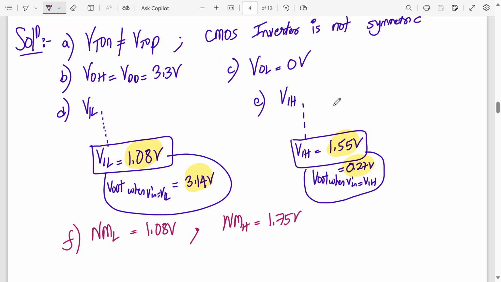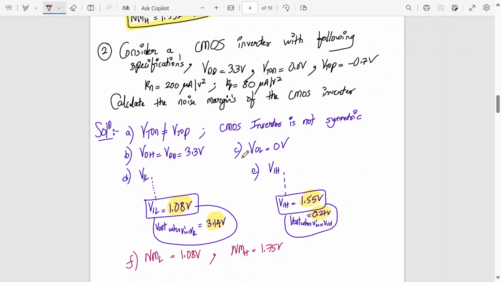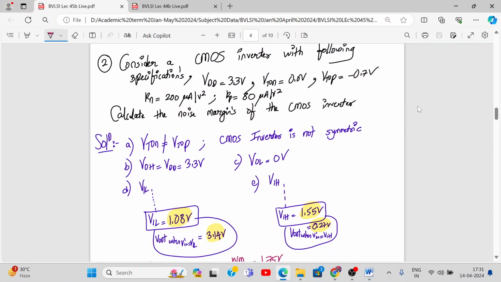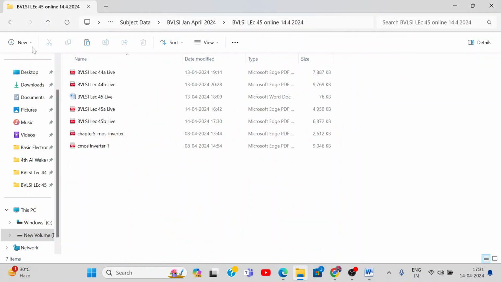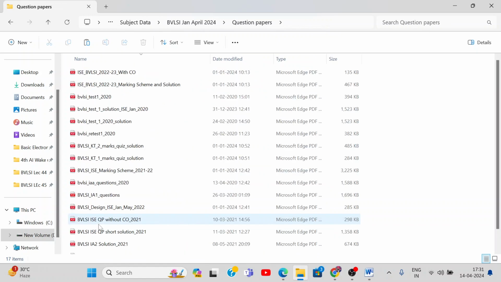I'll show you a different type of numerical one more after this, and then we'll end the lecture. Completed? Written the answers? But it's not as simple as it seems. You have to solve a lot of equations as we have done before. Now let me show you how it can be asked slightly differently. I hope you have written it down. Let me go to old question papers.